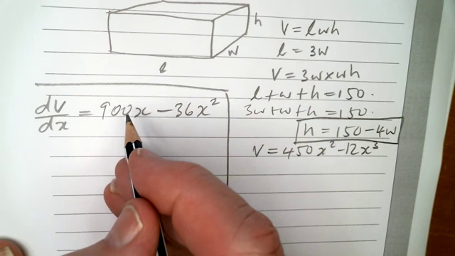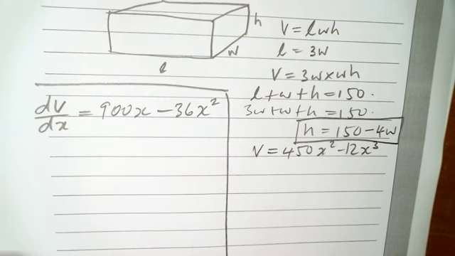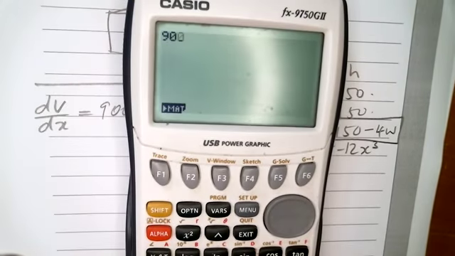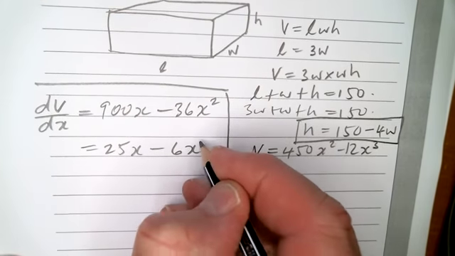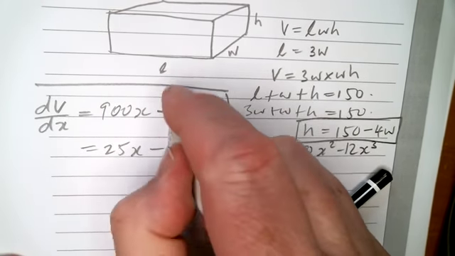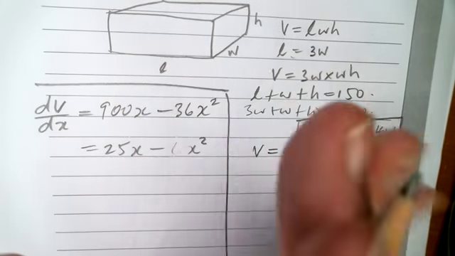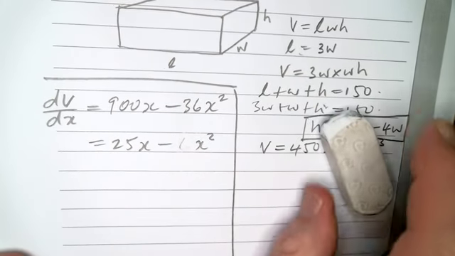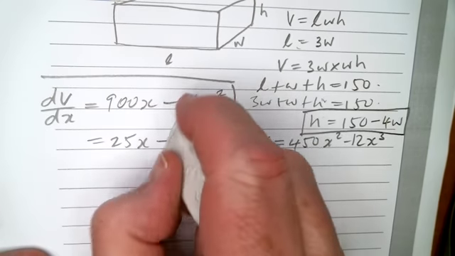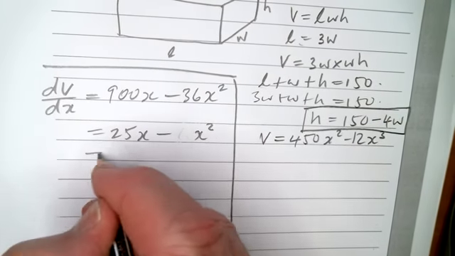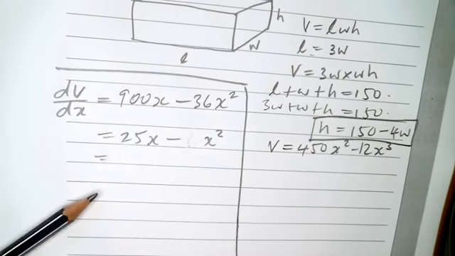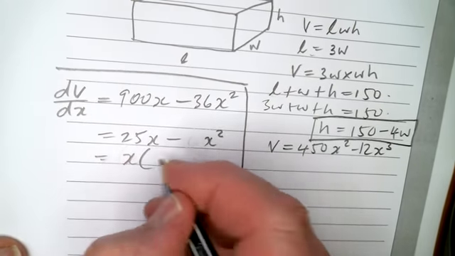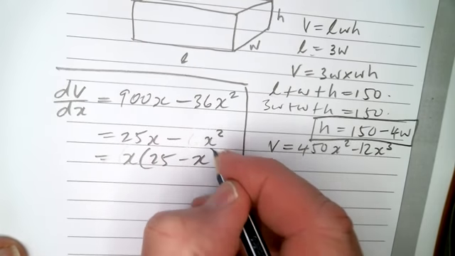Now I can divide everything by, let's just try dividing everything by 36 actually. 900 divided by 36 is 25. That works well. So I've got 25x minus x squared. So there is my function there. So I can just go ahead and factorize that. I'm doing this without actually thinking, I'm just making a lot of mistakes. So it's going to be x times 25 minus x.